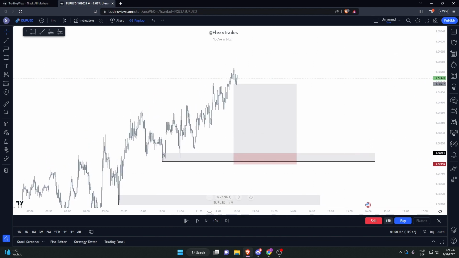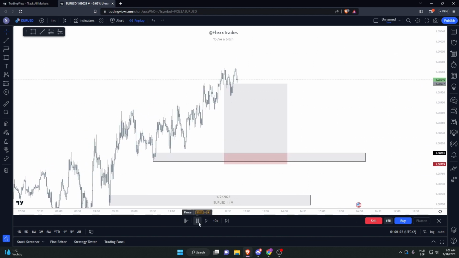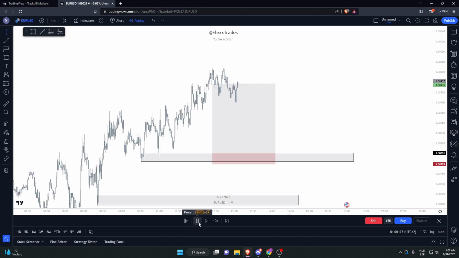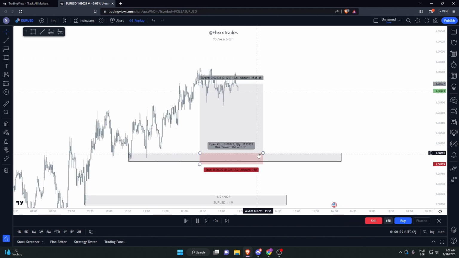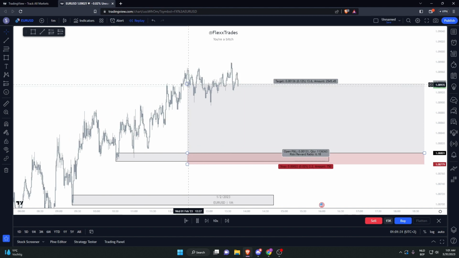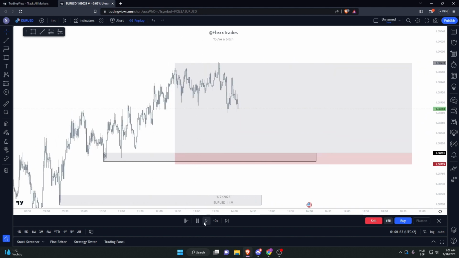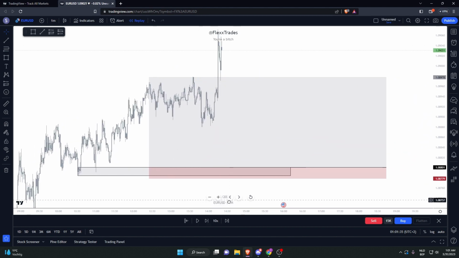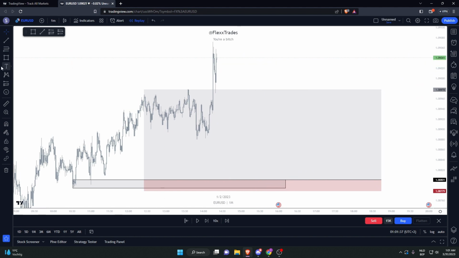Our price goes a little bit higher, which is completely fine. Now let's see what price does. It's gonna take a little. Could eventually take a bit higher TP. And price makes a good run.